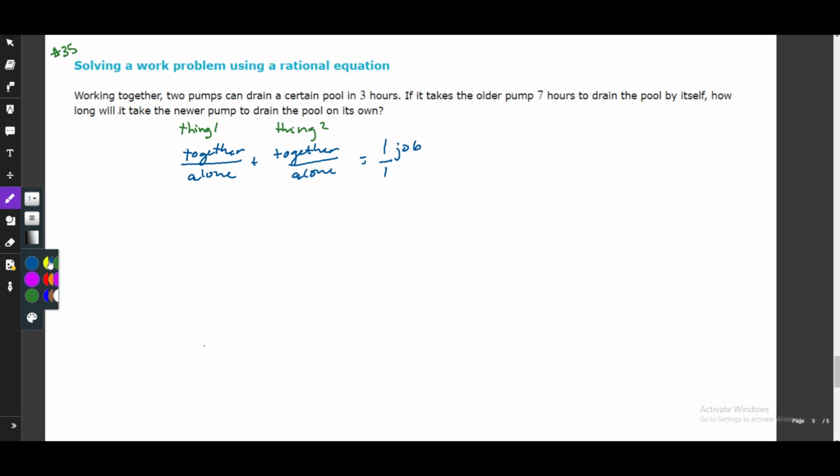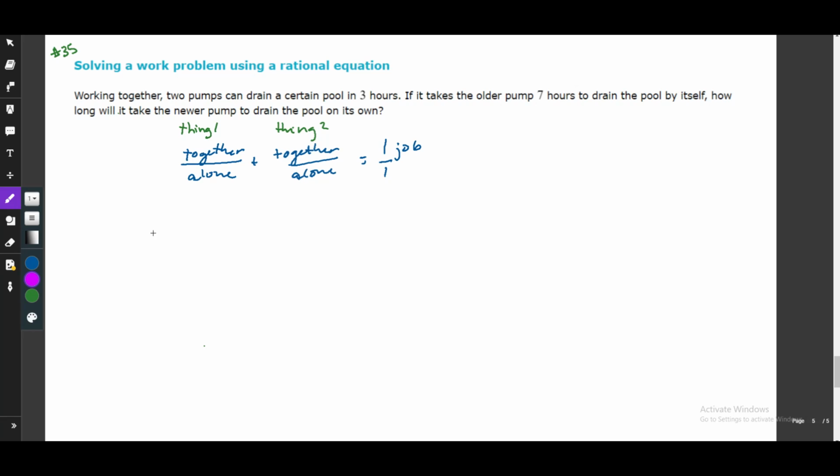So when I'm doing these problems, I generally have two things working together, or words that we're talking about. So it's pools or pumps or computers and stuff like that. It's when you have more than one thing working together to get something done, and they should be helping each other. So your times should kind of make sense.